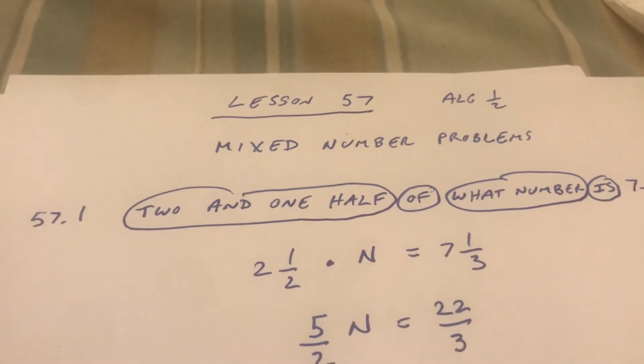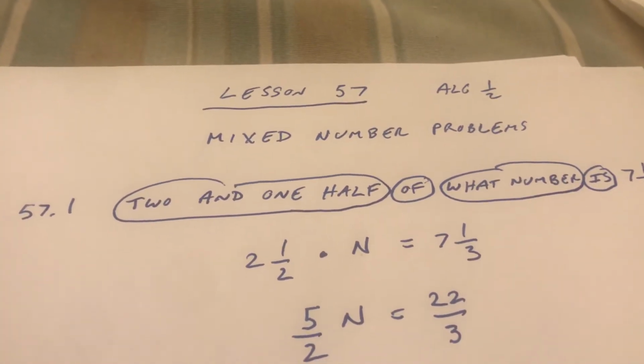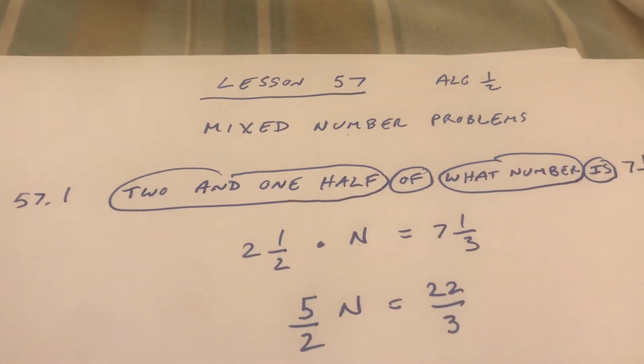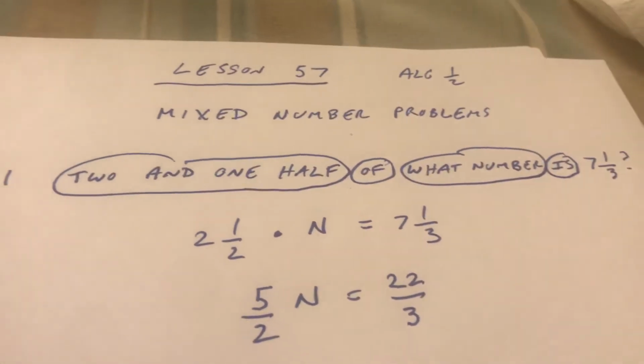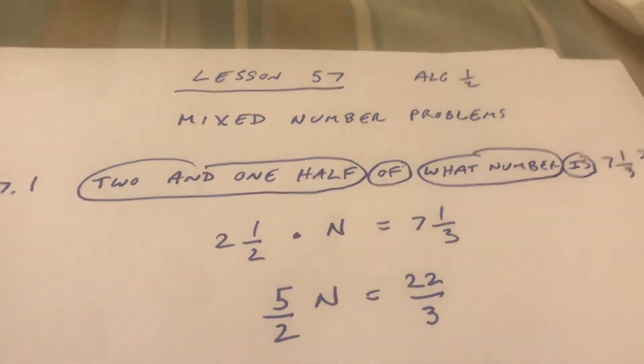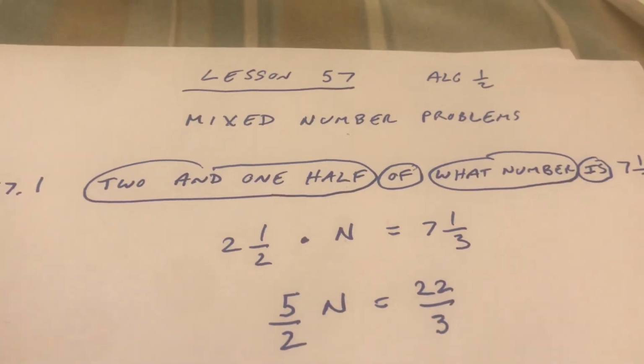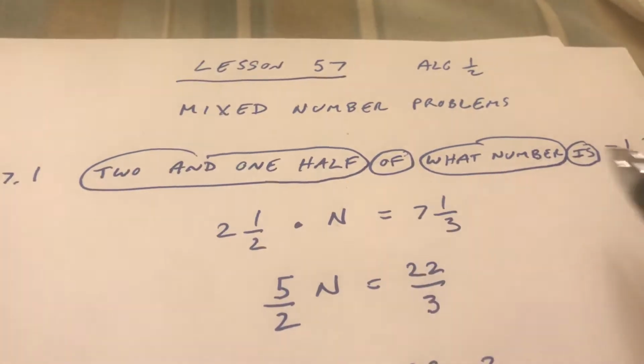Okay, lesson 57, algebra 1/2, mixed number problems. Now, I like to do these a little differently than Saxon. I like to translate going from left to right.